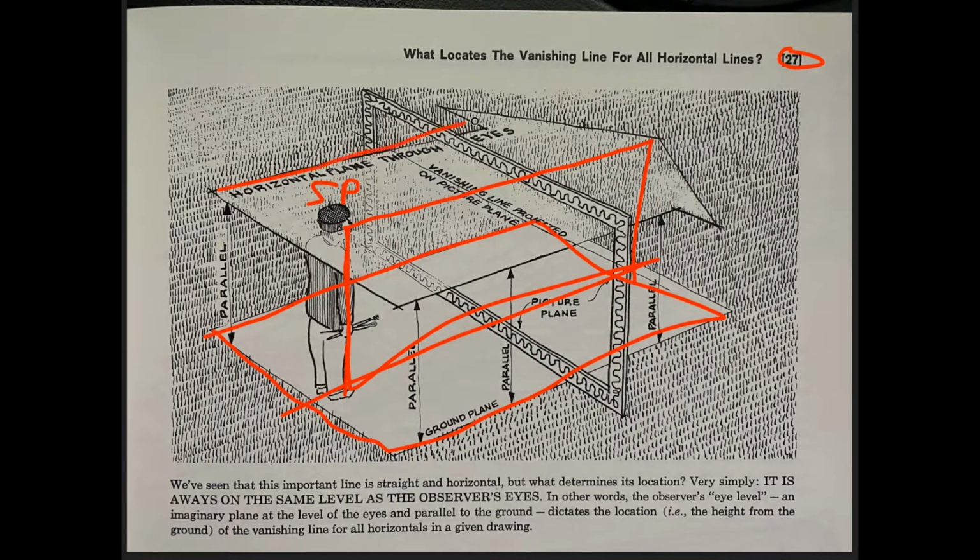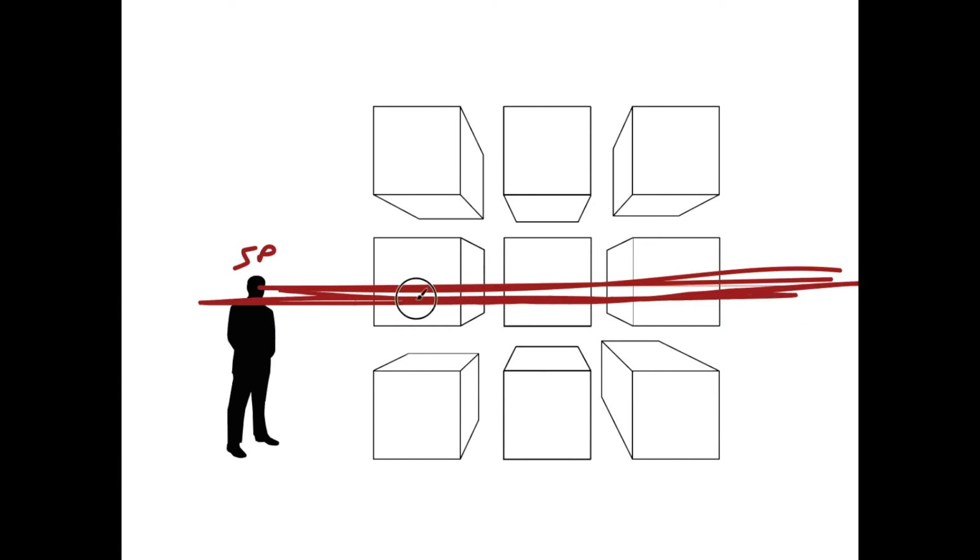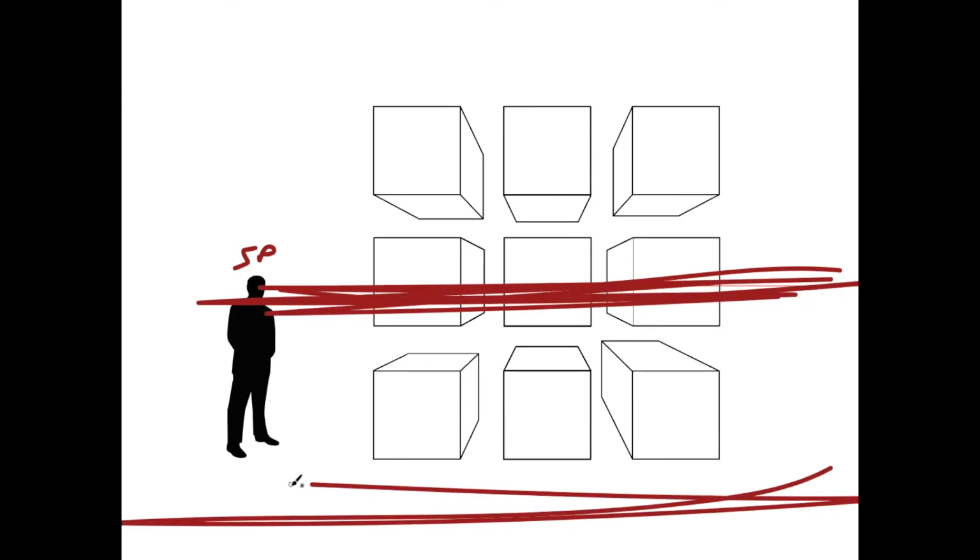So you can see this creates a plane, a horizontal flat plane emanating from the eyes of the viewer. We call this eye level. So from the station point out, completely horizontal and parallel to the ground.